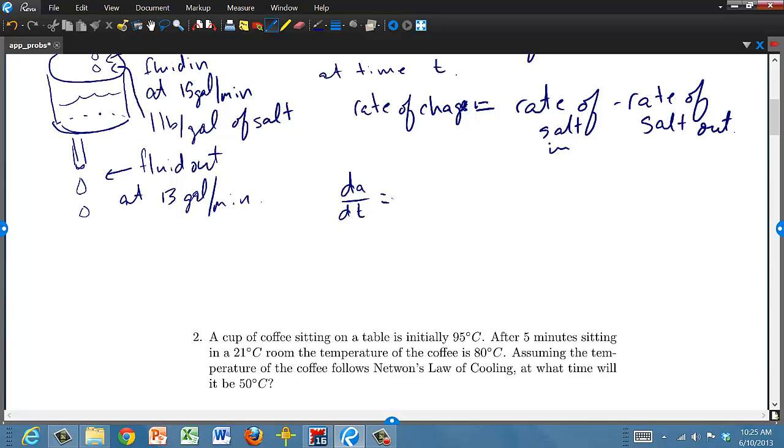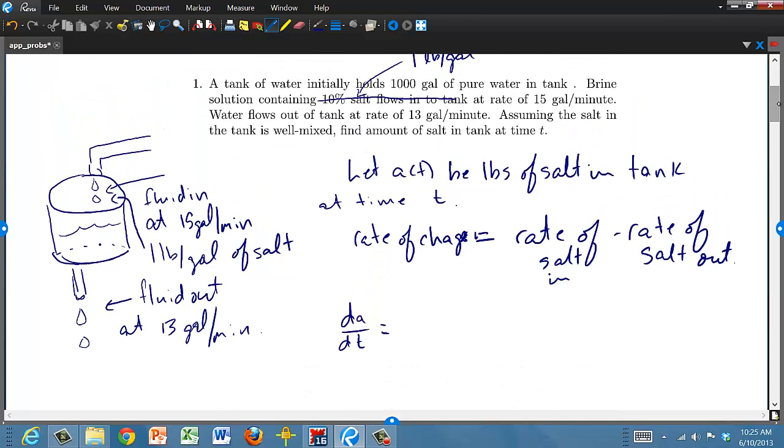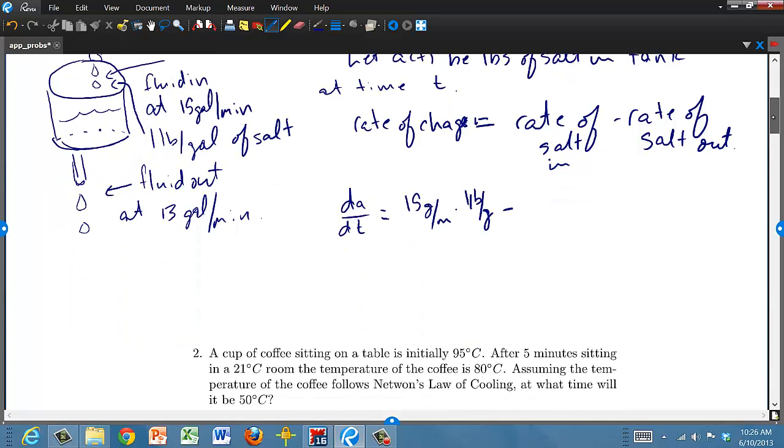Over here, the rate of salt flowing into the tank. Well, how quickly is salt flowing into the tank? We have fluid coming in at 15 gallons per minute, and we know that there's 1 pound of salt per gallon in that fluid. So salt is coming in at a rate of 15 gallons per minute times 1 pound per gallon. Okay, so that's 15 pounds per minute minus, now how quickly is salt flowing out?